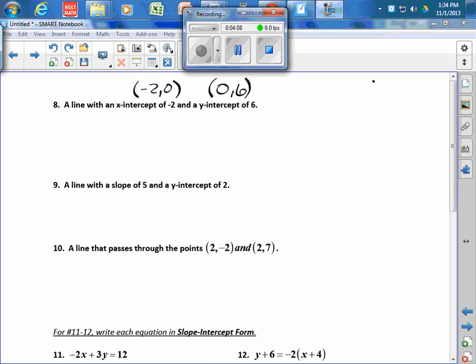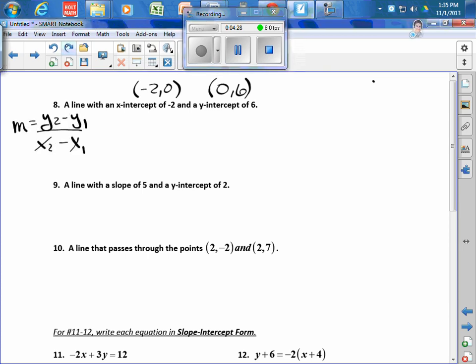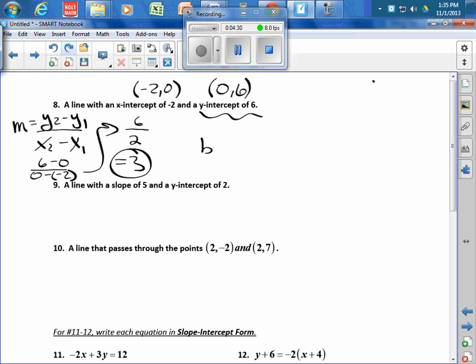Now in number 8, we still need to write the equation in slope-intercept form. Well, in order to do that, you need the coordinates of 2 points. Well, think about it. The x-intercept being negative 2, the coordinates for that point would be negative 2, 0. The y-intercept being 6, you have the point 0, 6. So plug this into the formula, and you get 3. The y-intercept is given. Write the equation.